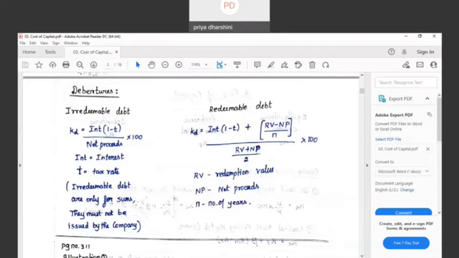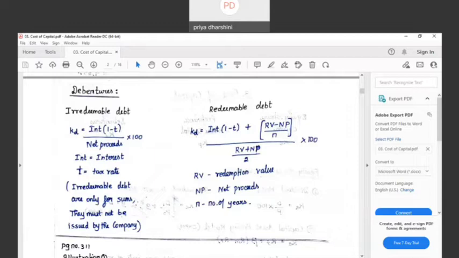Cost of equity: D by P into 100, or D1 by P naught plus g, or RF plus beta into RM minus RF. Cost of preference shares: D by NP into 100, or D into 1 plus T by NP into 100. Cost of preference shares when it is redeemable: D plus RV minus NP by N divided by RV plus NP by 2 into 100. If dividend distribution tax is charged on the company: D into 1 plus T plus RV minus NP by N divided by RV plus NP by 2 into 100.